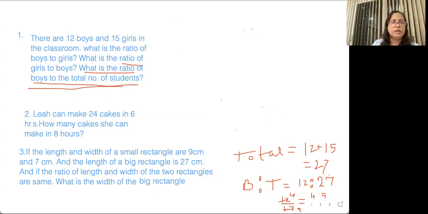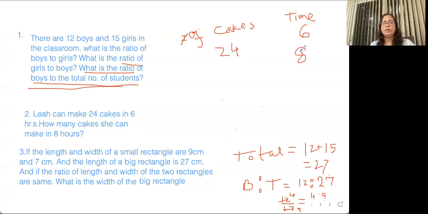So we have 2 things. Okay, we have number of cakes and time, right? So I'm just writing here time, T. As we can see, she can make 24 cakes in 6 hours, right? So you have to find out how many cakes she can make in 8 hours.